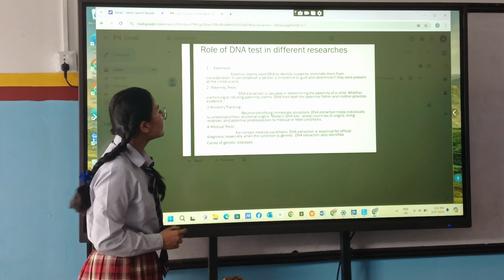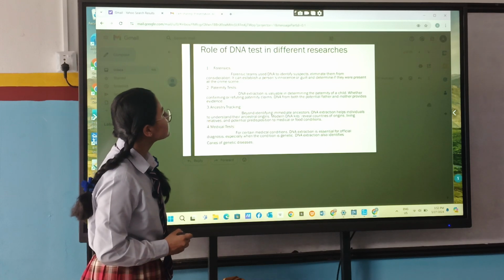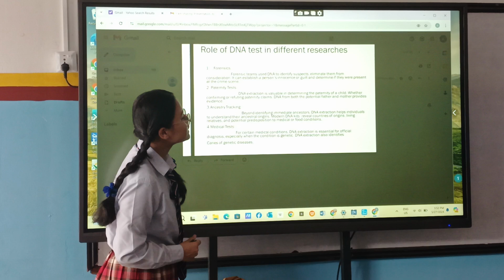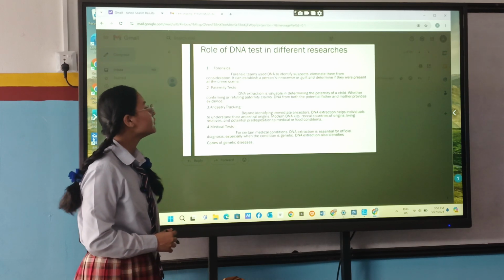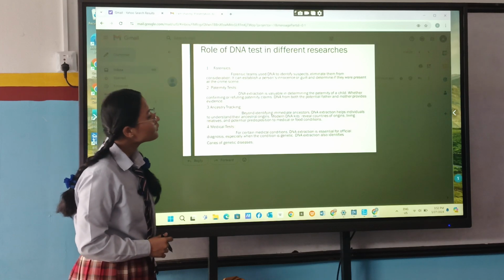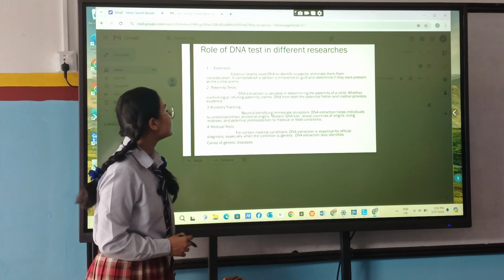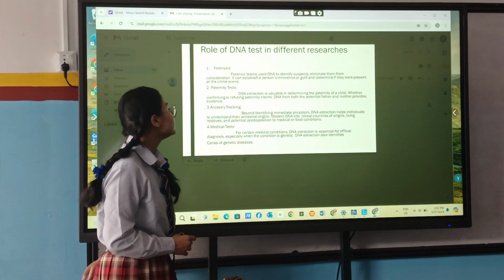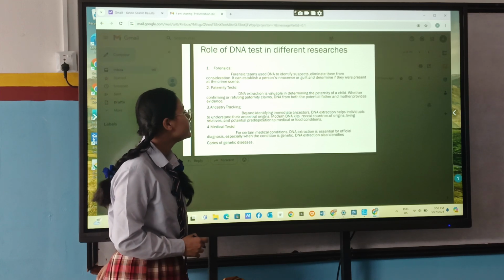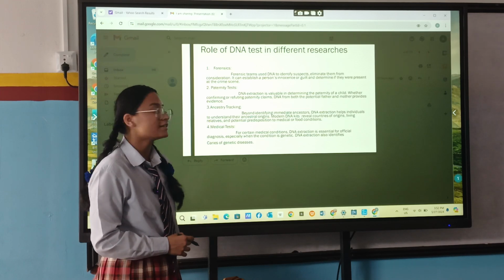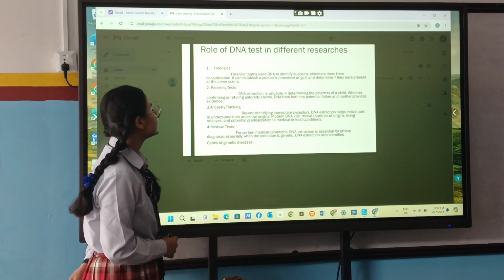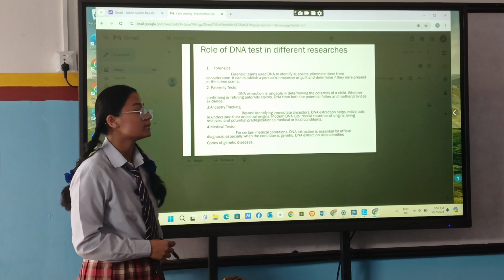Next purpose is paternity tests. DNA extraction is valuable in determining the paternity of a child, whether confirming or refuting paternity claims. DNA from both the potential father and the mother provides evidence. And similarly, the next purpose is ancestry tracking. Beyond identifying immediate ancestors, DNA extraction helps individuals to understand their ancestors' origins.